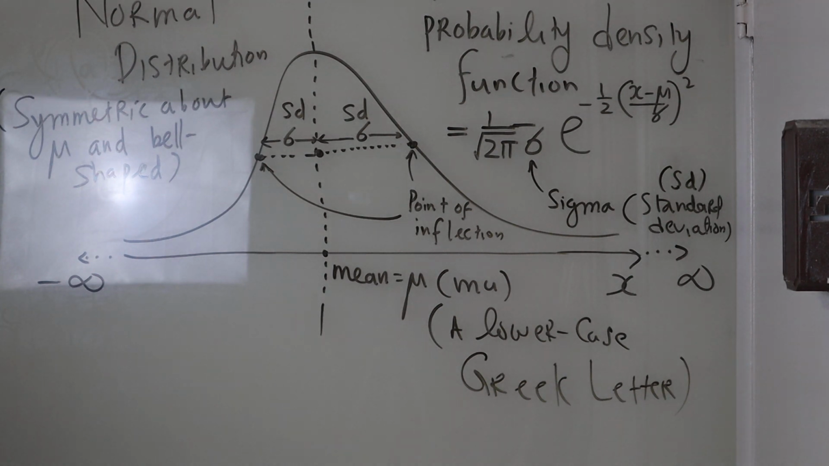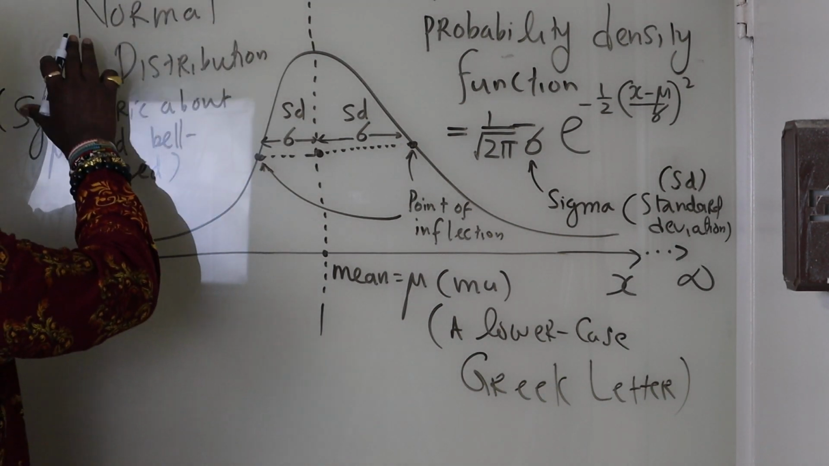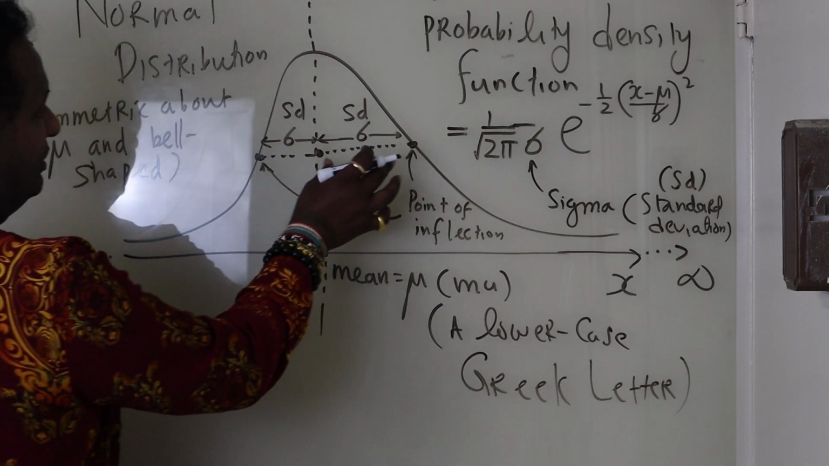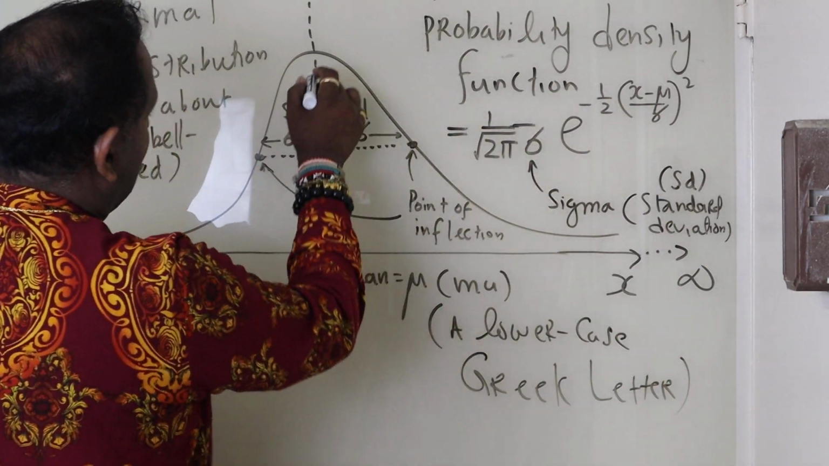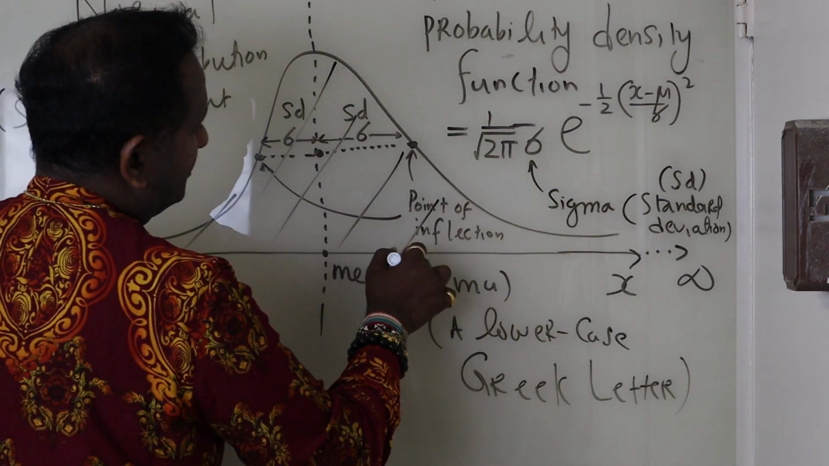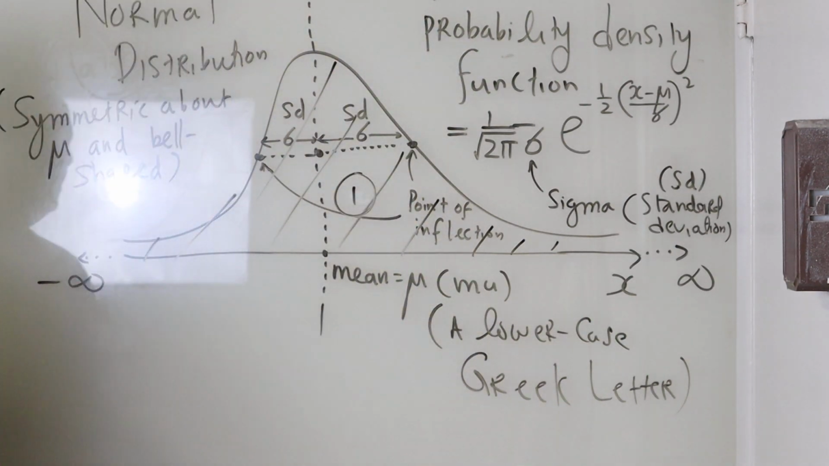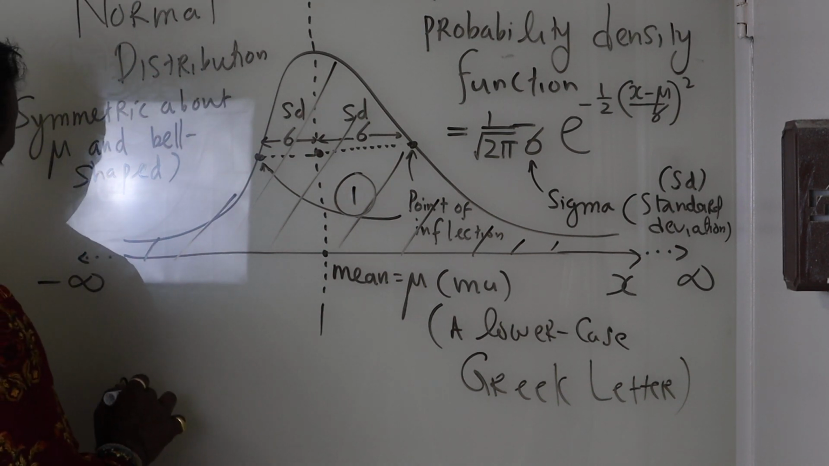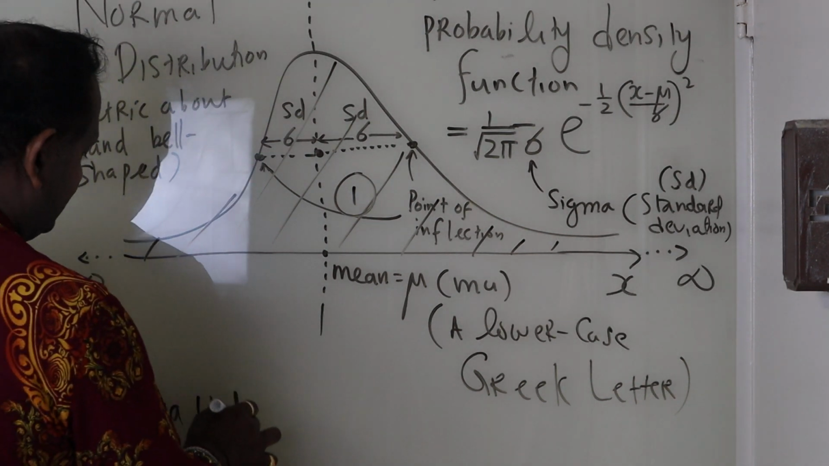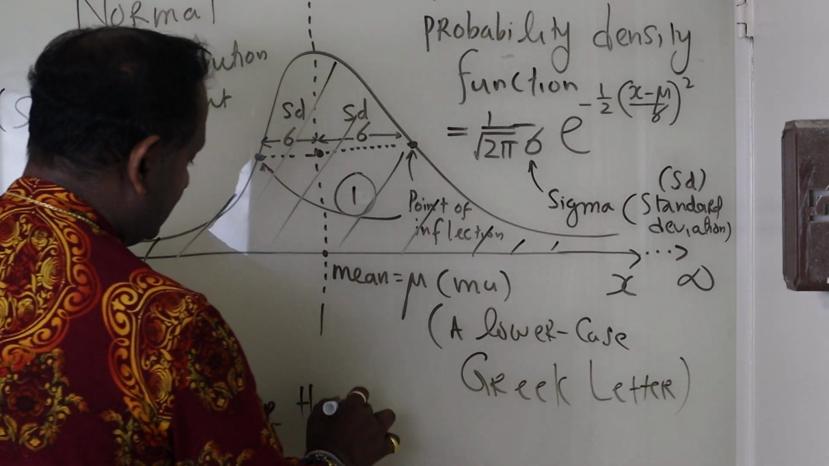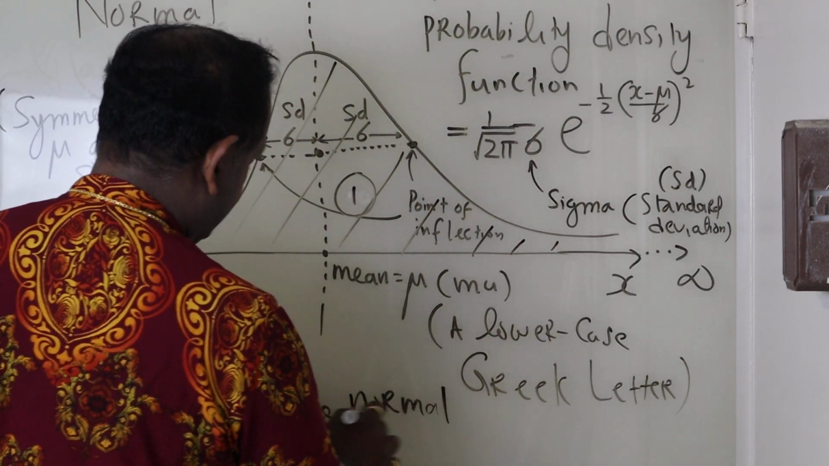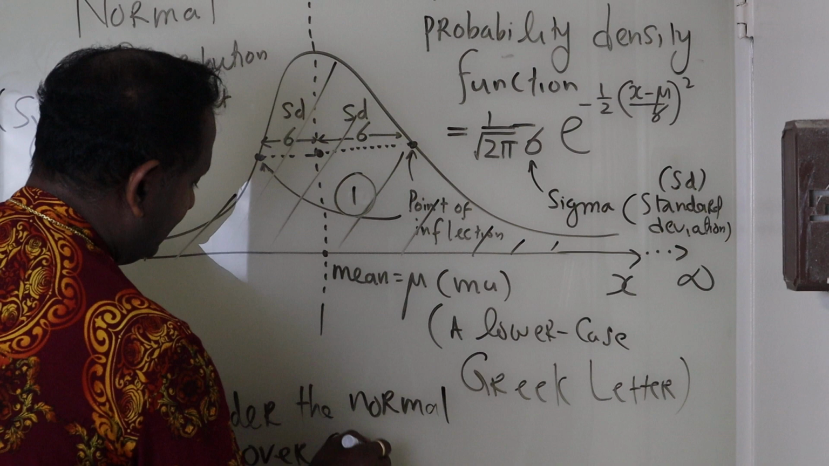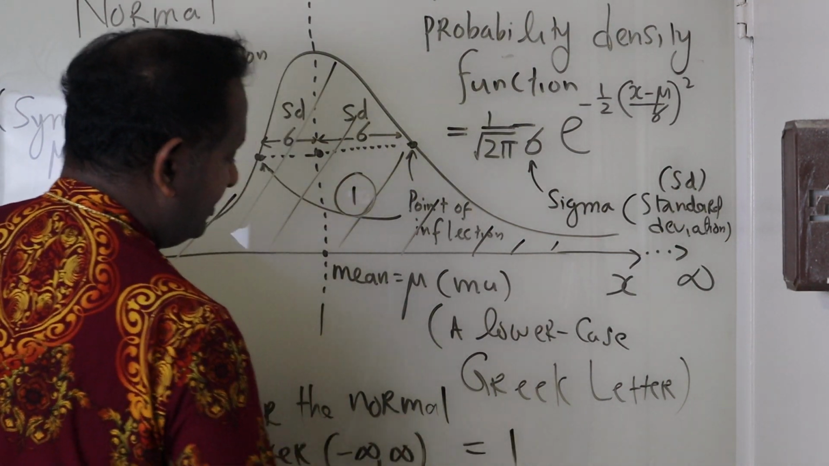So we know the name of the distribution, normal distribution. We know the properties of that one, which is symmetric and bell-shaped. We know these distances. We know the equation. If you get the area under this curve, which is always 1. So what we're going to do, that means area, I'm going to write here, area under the normal curve, over minus infinity to plus infinity is 1, always 1.